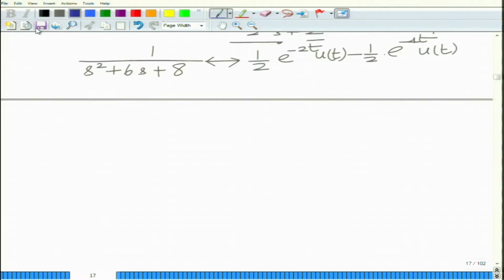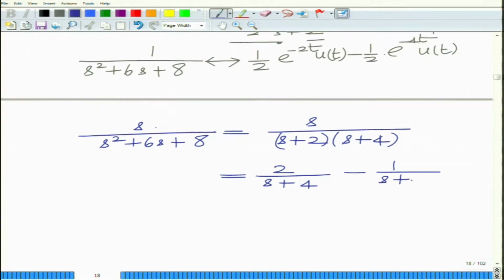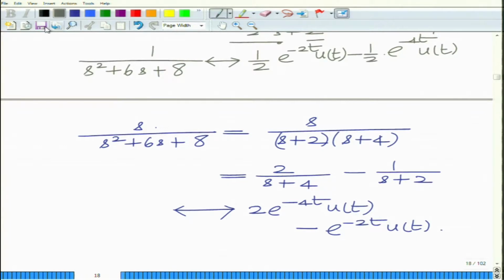Now, let us consider another term, s divided by s square plus 6s plus 8, that is s divided by (s plus 2) times (s plus 4), which is 2 divided by s plus 4 minus 1 divided by s plus 2, which has the inverse Laplace transform e raised to minus 4t u(t) minus, s plus 2 will be e raised to minus 2t u(t). Okay.